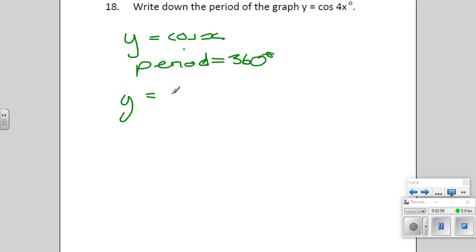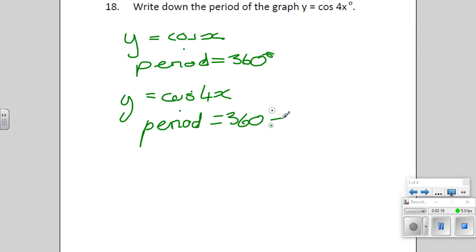So cos 4x is going to have a period of 360 divided by 4, so its period is 90 degrees. It really is as straightforward as that for 1 further mark. If you get those 2 questions correct, you will pass the assessment standard.